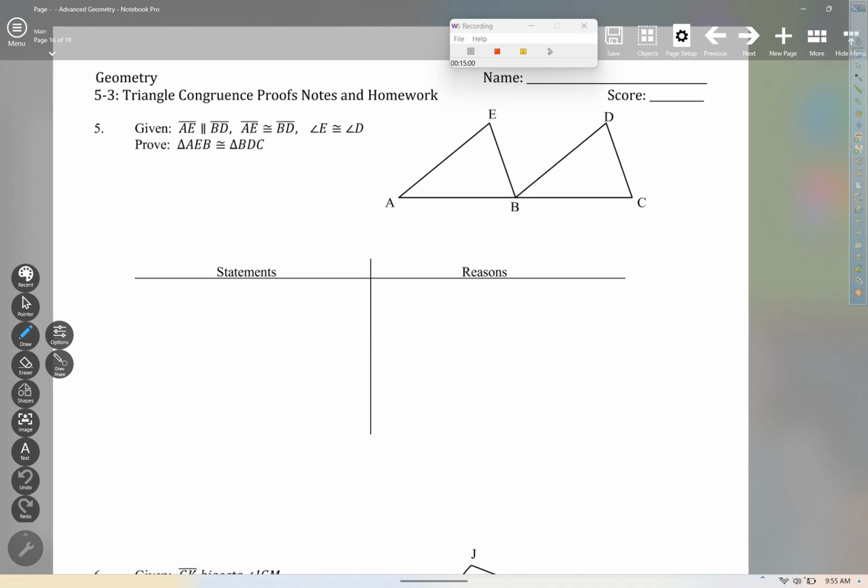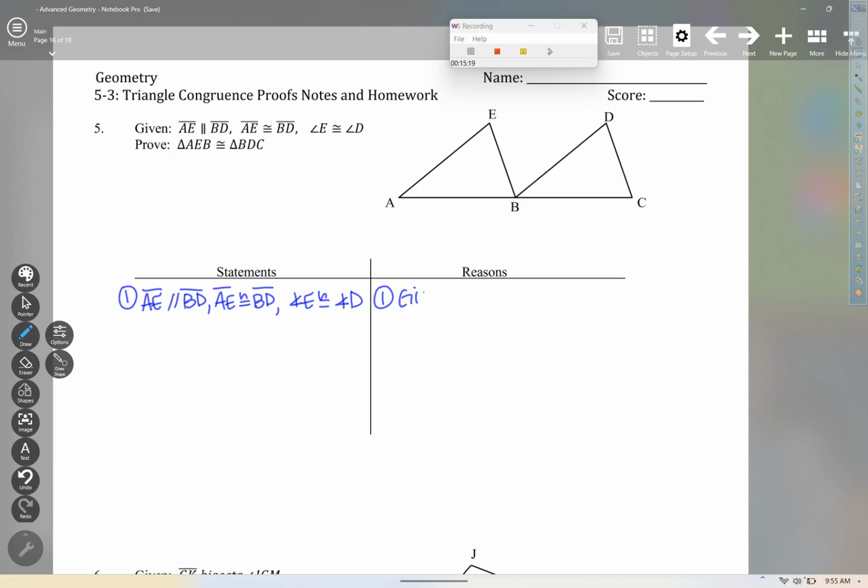Let's go ahead and write down our given. Our given is so long on this one, isn't it? So I have AE is parallel to BD. And AE is congruent to BD. And then also angle E is congruent to angle D. Holy cow, I have so many of these. And this is given. Okay, so I can mark off a lot of things here. I have AE is parallel to BD, so there's parallel lines. I have AE is equal to BD, and then I also have angle E is congruent to angle D.